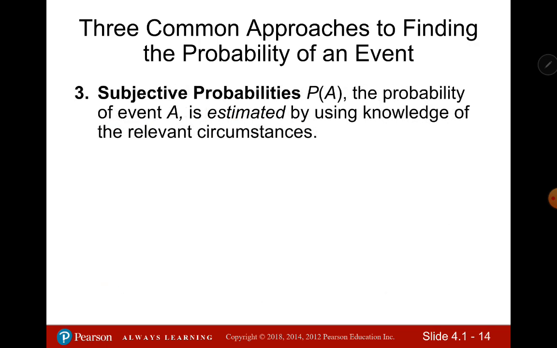The last method we call subjective probability. It's just estimated by using knowledge. It's just an estimate. It's kind of like guessing by yourself based on your experience. It's just guessing. Okay, so we will focus on the first one and we will also talk about the second method. But most of the time we will not use the third method.